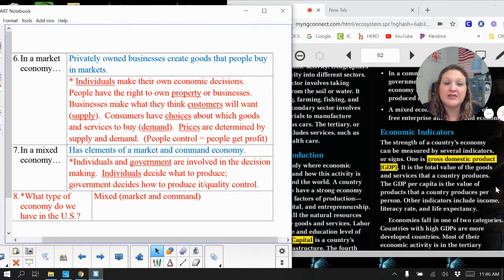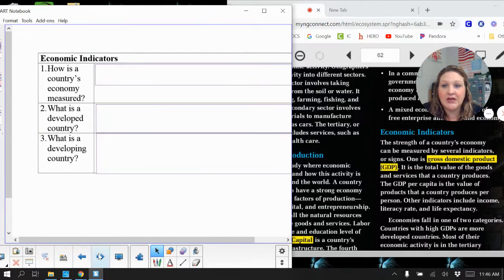One is gross domestic product, or GDP. It is the total value of the goods and services that a country produces. The GDP per capita is the value of products that a country produces per person. Other indicators include income, literacy rate, and life expectancy. So we're going to get a little bit of our information that we need.